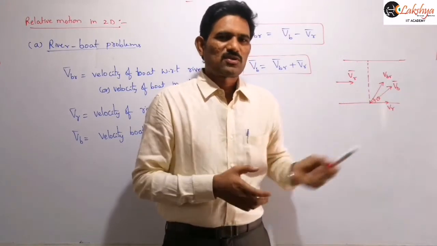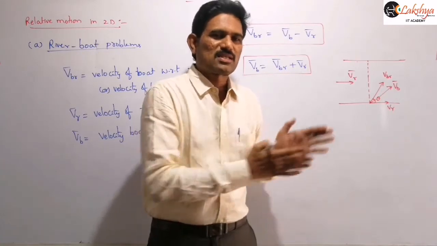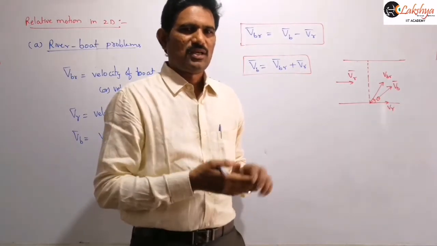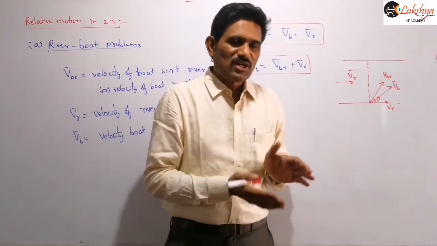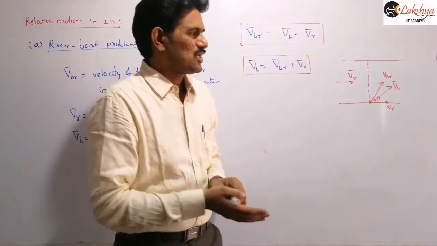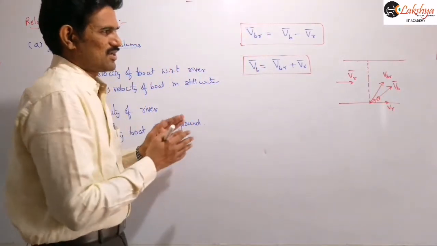Velocity of boat with respect to water means the person who is driving that boat feels that he is traveling in the direction there, right? He feels that he is traveling along this direction. But actually for an observer on the bank, it appears to be traveling along this direction here. So that is the meaning of these velocities here.